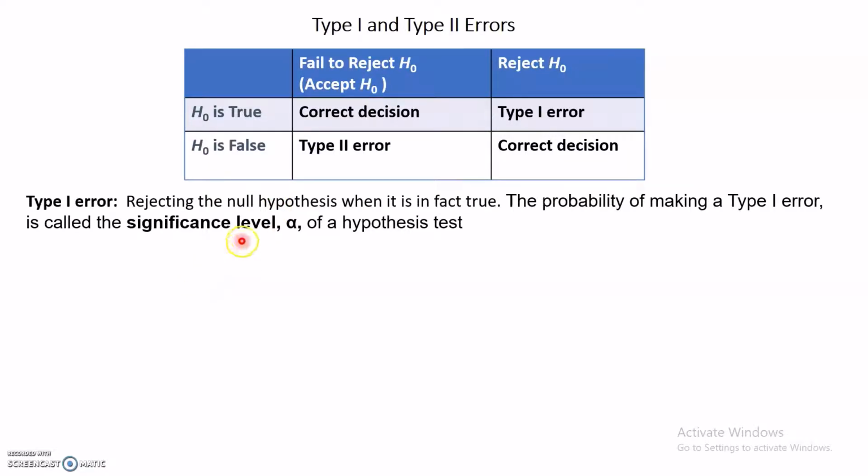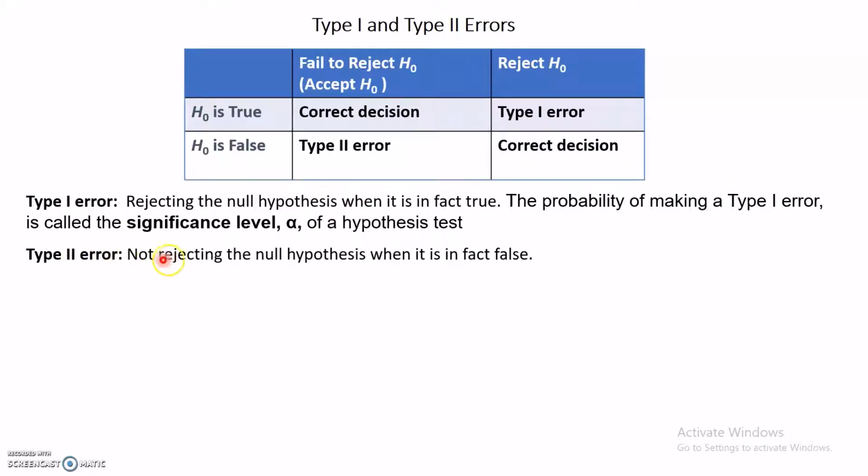A type 1 error occurs when we reject the null hypothesis when it is in fact true. The probability of making a type 1 error is called the significance level and it is denoted by alpha of the hypothesis test. So the probability of making a type 1 error is denoted by alpha, and this is also called the significance level of the test.